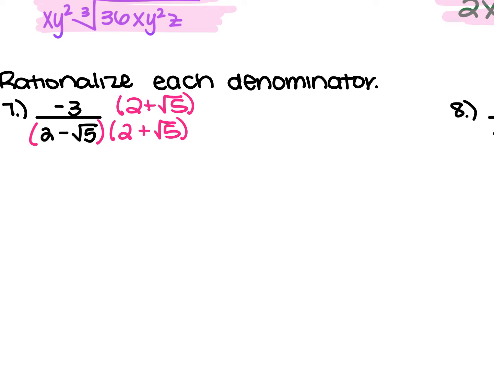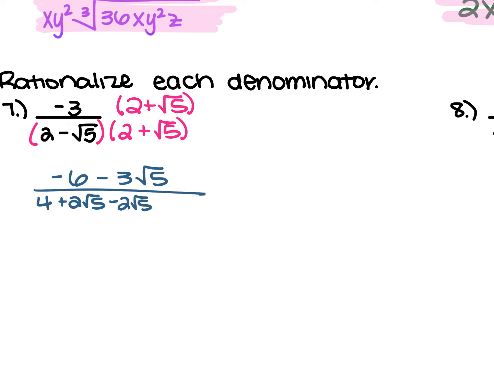And then just distribute the -3 in and FOIL the bottom. So -3 times 2 gives us -6. -3 times the square root of 5 is -3 square root 5. In your denominator, the 2 times 2 is 4. 2 times the square root of 5 is 2 square root 5. 2 times the negative square root 5 is -2 square root 5. And negative square root 5 times negative square root 5 is negative square root 25.